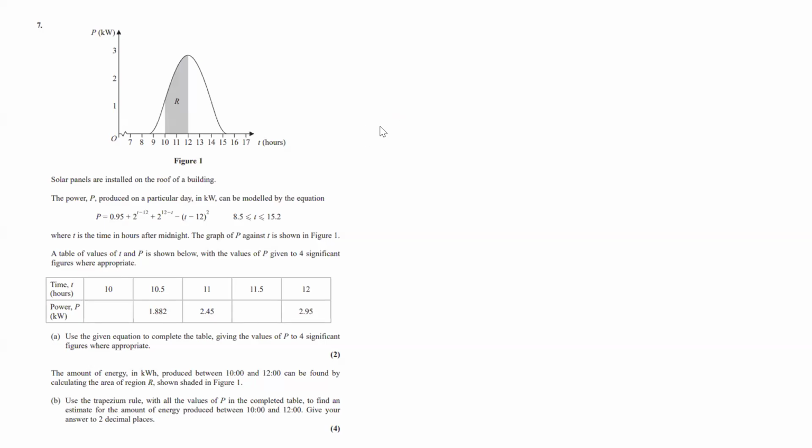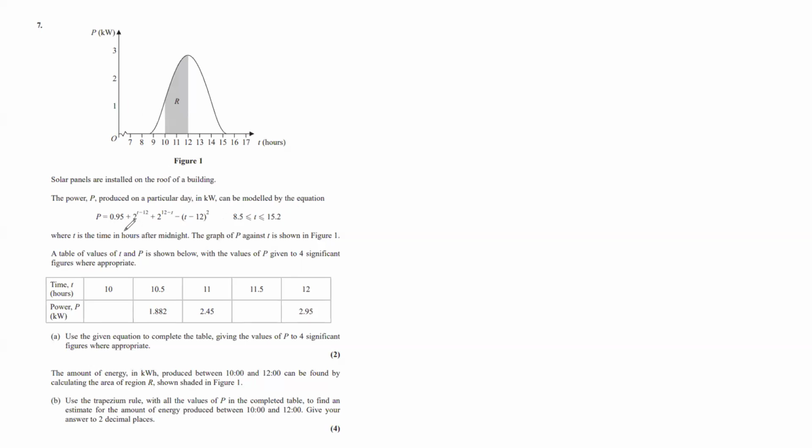So this is Jan 2021, question number 7. When you look into this question, you might think that it is a very difficult one, but this is one of the easiest in this question paper. Solar panels are installed on the roof of a building, and you can see the y-axis is given by kilowatt, and the x-axis is the number of hours. The power P produced on a particular day in kilowatt is mentioned in the y-axis.